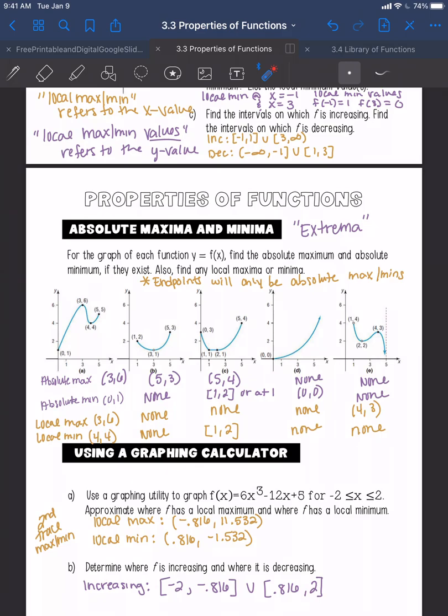Graph D, there is no absolute max. It goes on forever up here. My absolute min is (0, 0). There's no local max or local min.